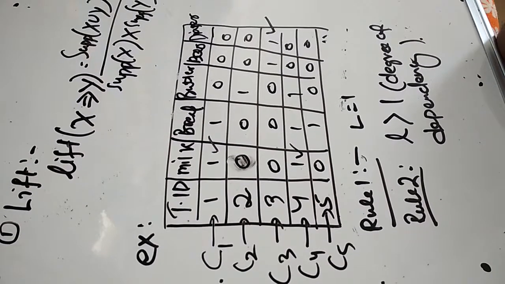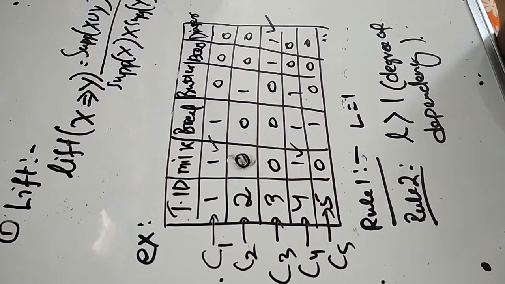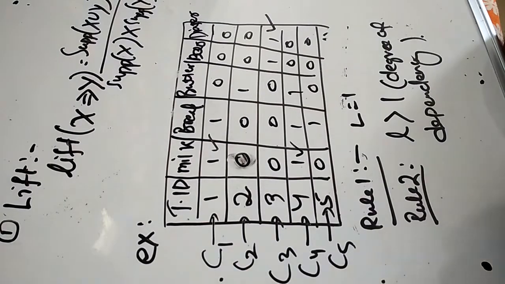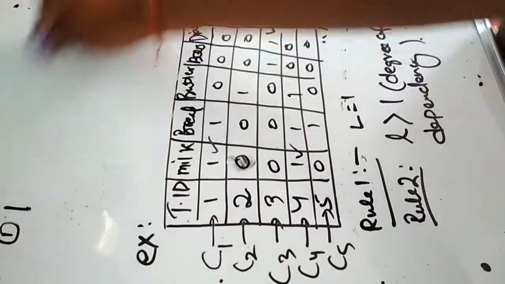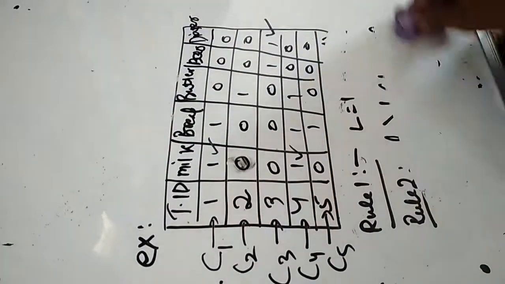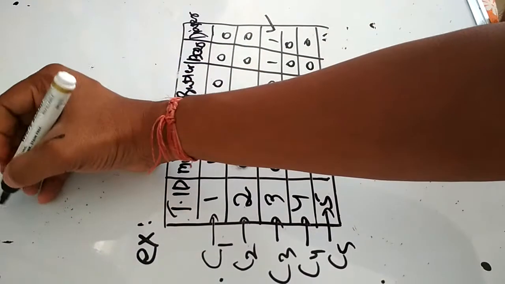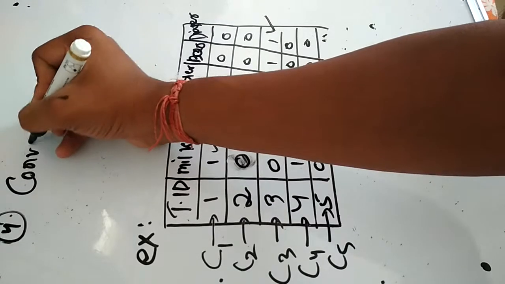So here we have solved the parameter lift. If L is 1, that means they are independent. If L is greater than 1, that means how much dependent the two parameters are on each other, like x and y. Then we will go for another parameter, that is conviction.